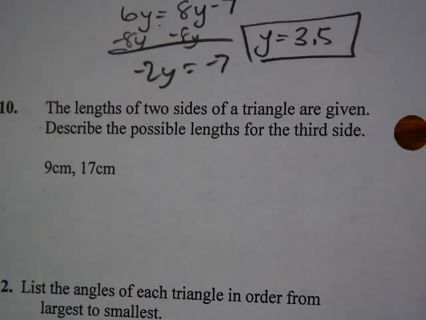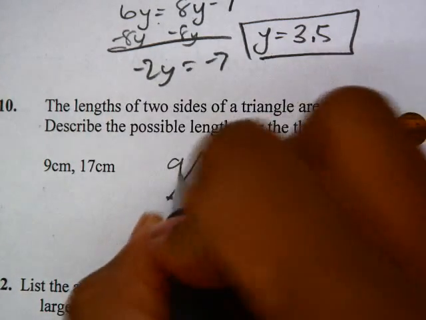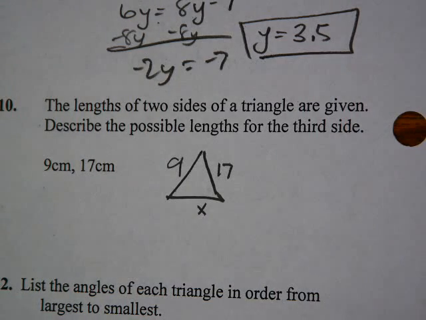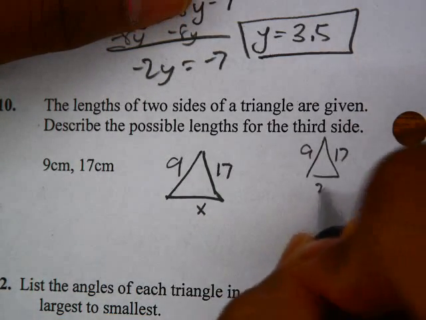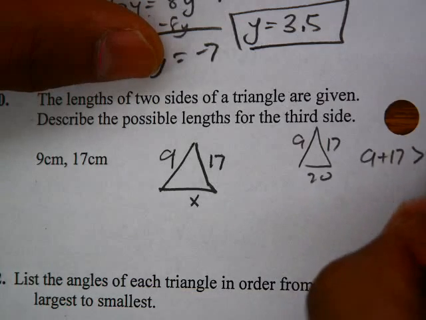On number 10, two sides are given here, 9 and 17. And we need to describe the possible lengths for that third side. So I don't know what the third side has to be. It could be all sorts of numbers. It could be 20. Now you could have a triangle that's 9, 17, and 20, because 9 plus 17 is definitely bigger than 20.